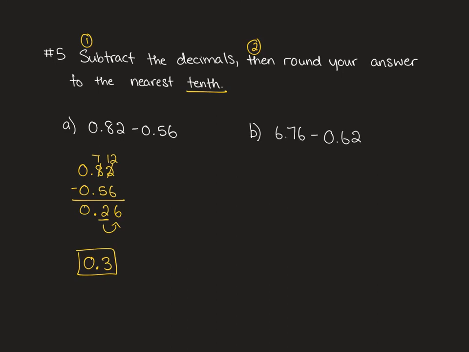You might also get a question that has a whole number, but our same rules still apply. So 6.76 minus 0.62. 6 minus 2 is 4. 7 minus 6 is 1. Bring down the decimal. 6 minus 0 is 6. Round to the tenths place. The 4 tells us to round down, so our answer is 6.1.